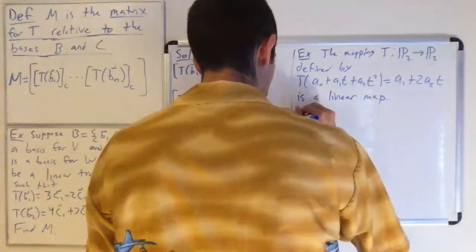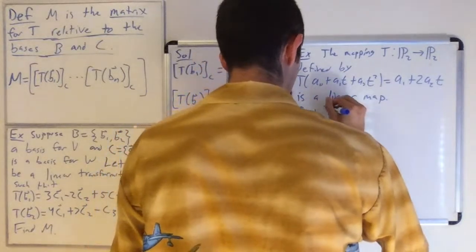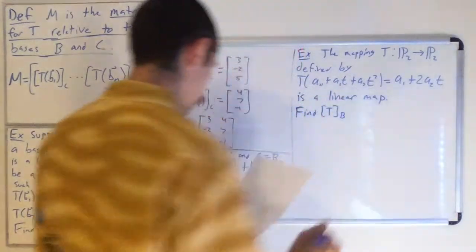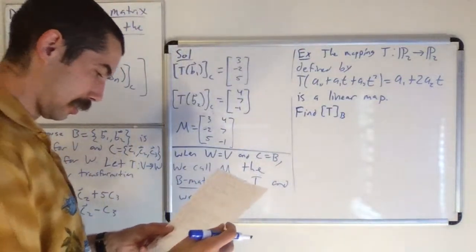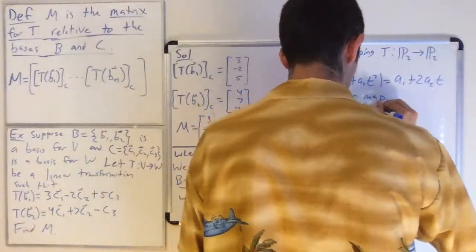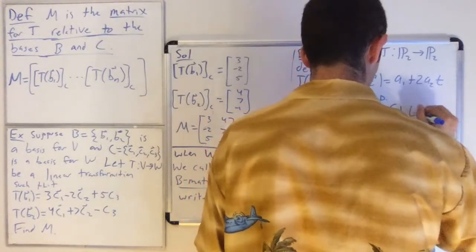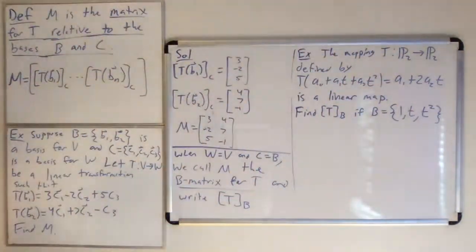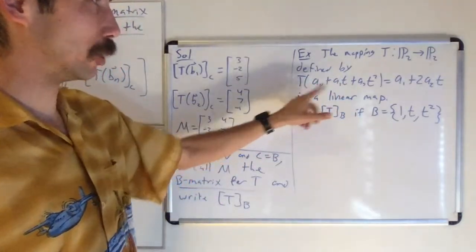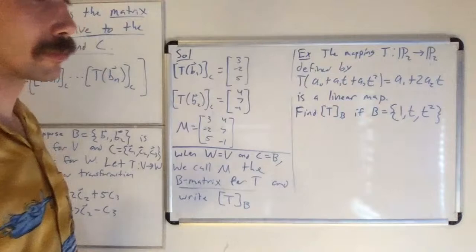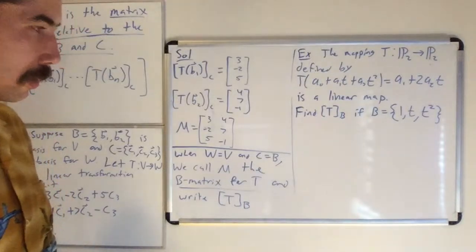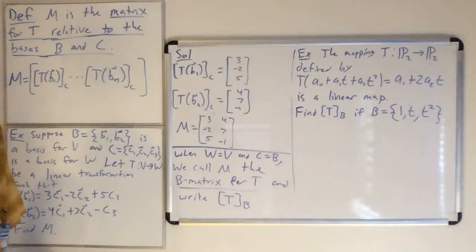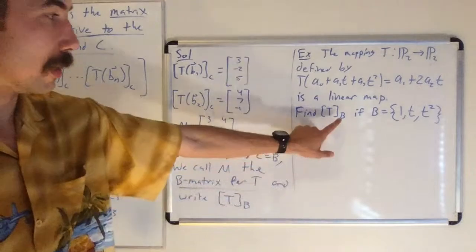So the question is, find the B matrix for T if B is the standard basis. Yeah, Alex, correct. This is the derivative, right? The derivative map is a linear map. So the question is, find the B matrix for T.